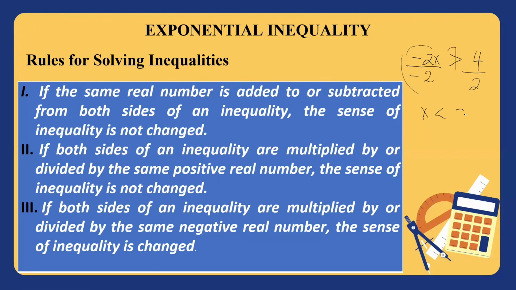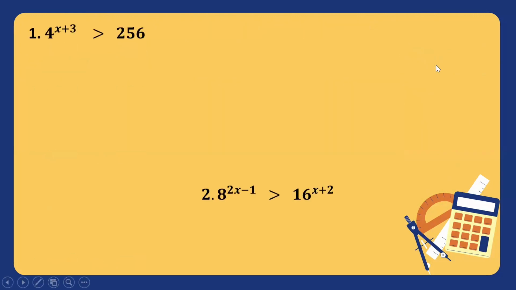So, kaya po, we need to consider kung ano ba yung dinidivide natin or minumultiply. Kung yan ay both positive, then there's no change in the inequality. Okay, so yan po yung i-apply natin later on. Okay, so I think we're now ready to solve for the rational inequality. So, for the rational inequality, let's have this first example.